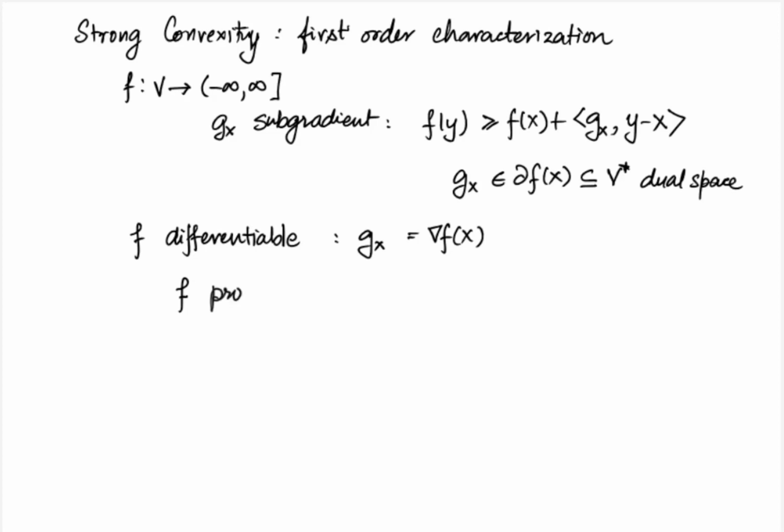In general, for the proper closed convex functions, the subdifferential set is non-empty for all x in relative interior of domain of f. Or equivalently, a subgradient always exists for a point in the relative interior of the domain of f. Though the same cannot be said about the boundary of the domain of f.